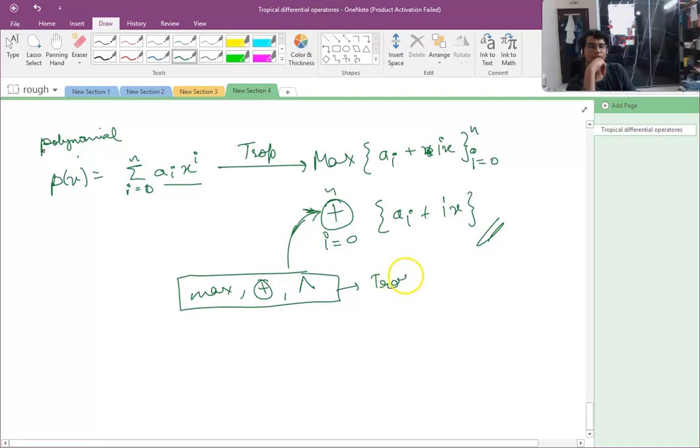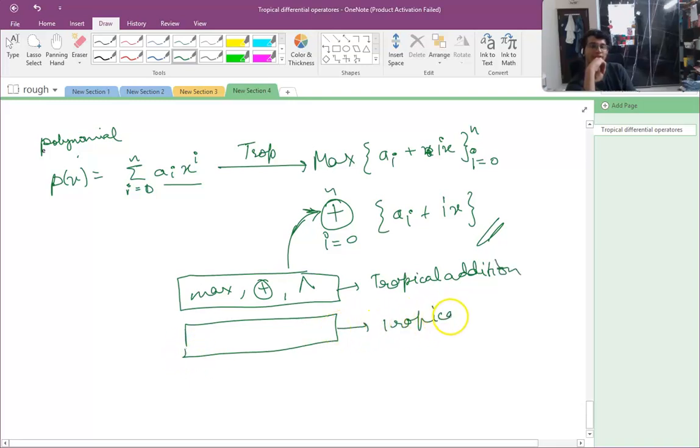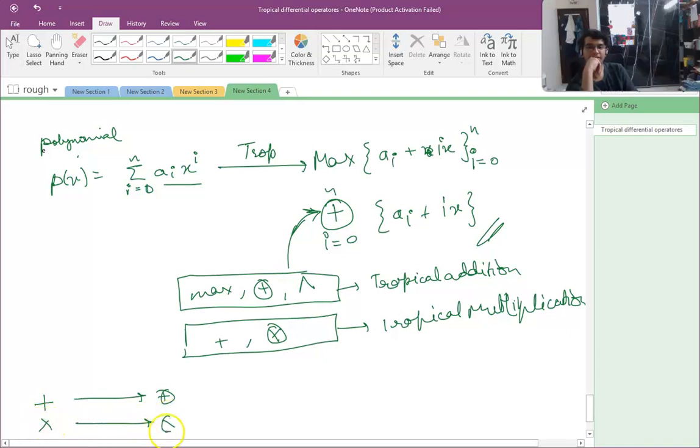Tropical addition. Similarly, you'll only see one thing for tropical multiplication. Or maybe two. So that is this thing and your regular addition. So this is what tropicalization does, right? It takes your regular addition and converts it to tropical addition, and it takes your regular multiplication and converts it to tropical multiplication.